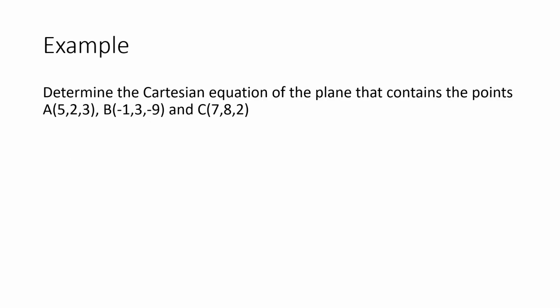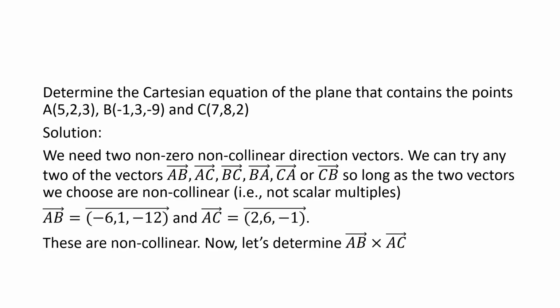So let's determine the Cartesian equation of a plane containing the points shown. Well, we want two non-zero, non-collinear vectors. So we can choose any two of the vectors AB, AC, BC, BA, CA, or CB, so long as the two vectors we choose are not collinear. If we determine the vector between A and B, we see that it is -6, 1, -12. If we determine the vector between A and C, we see that it's 2, 6, -1.